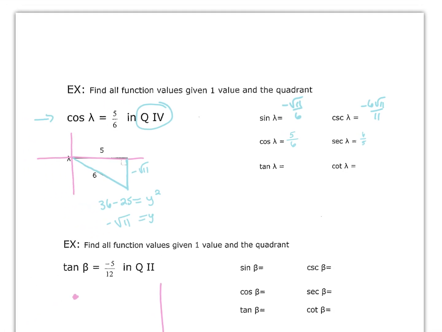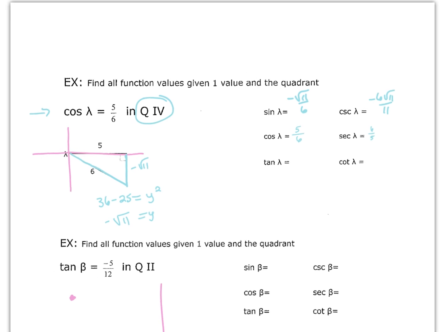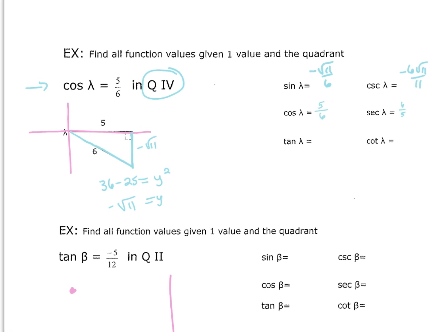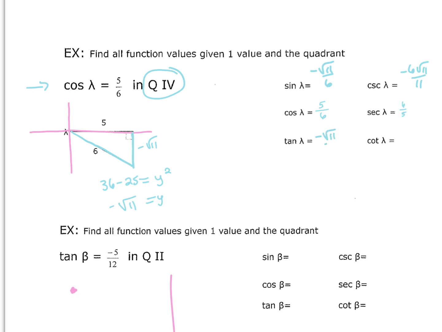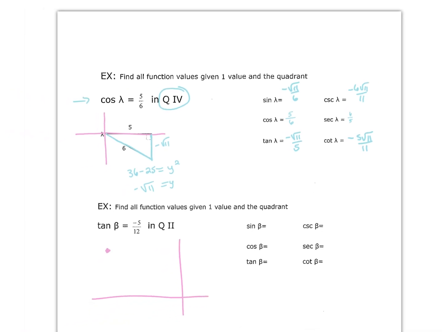All right, and then what about our tangent? What's our tangent going to be? Tochi, what's our tangent going to be? SOHCAHTOA. There you go, negative square root of 11/5. And so now let's flip that and let's rationalize. And we're going to get that.